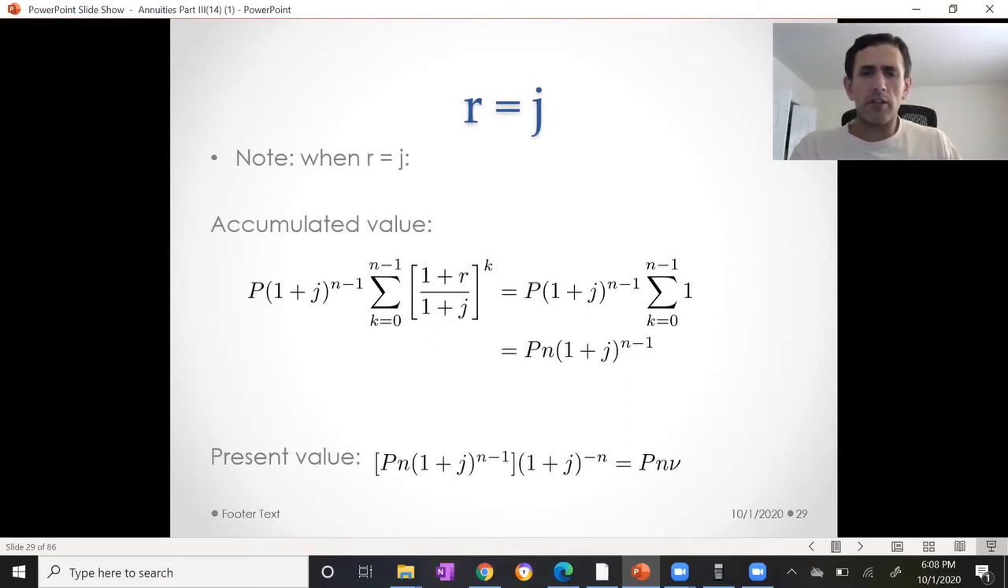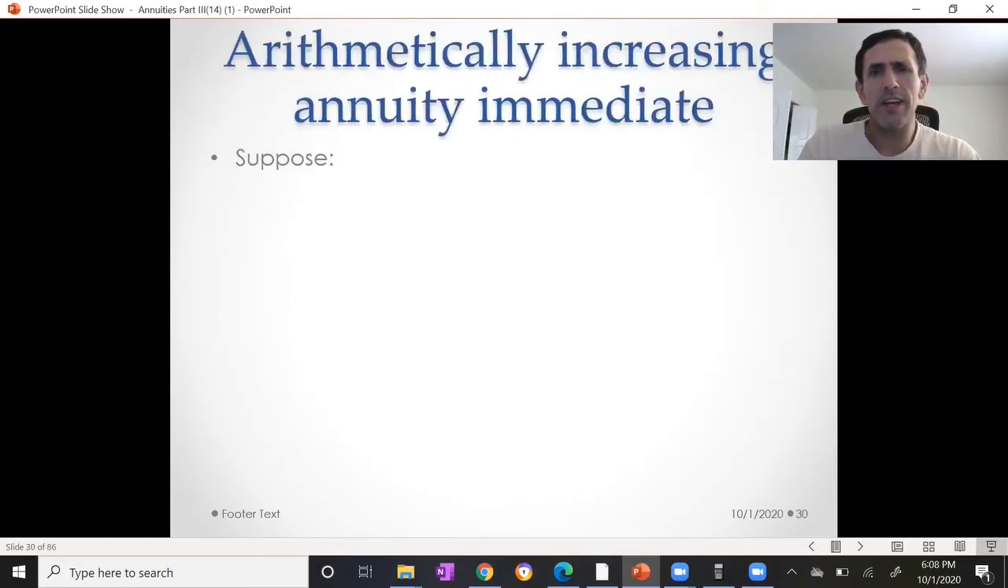All right, so let's get into another special annuity situation. I don't want to say exotic, because there's really nothing exotic about this. It looks exotic and silly, but as we'll see, it's very concrete. So let's look at arithmetically increasing annuities. What does that mean?